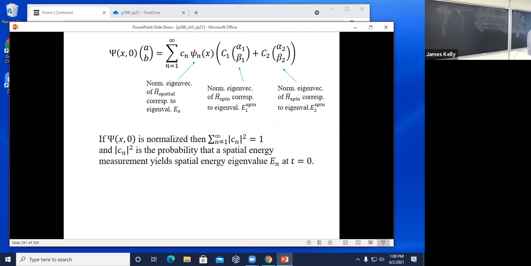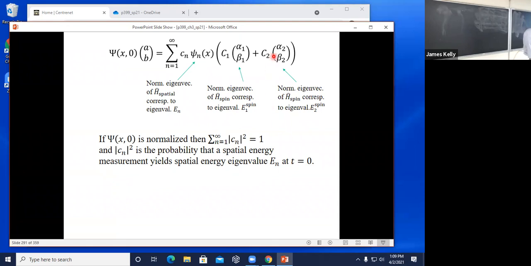Similarly, these CNs up here, just to remind you, right? We said if we normalize this spatial part of the state, we'll find out that the CNs are normalized as sets of numbers in little L2, space of square summable sequences. They'll be normalized in that if you sum up all their squares, they add to 1. And that means that each one of those has an interpretation as a probability. So the magnitude of Cn squared is the probability that a spatial energy measurement yields spatial energy eigenvalue En at time t equals 0.